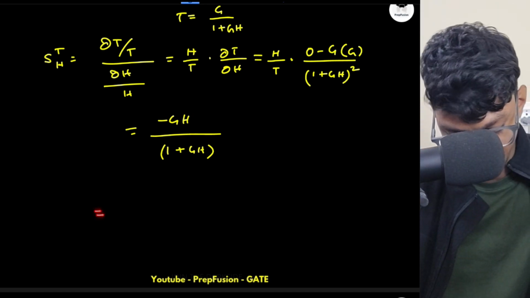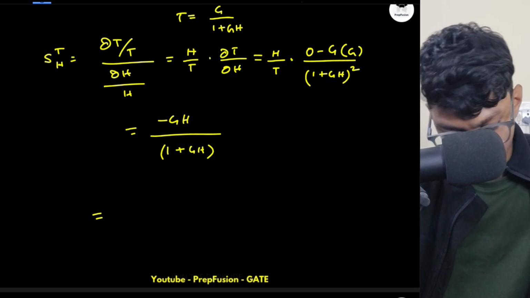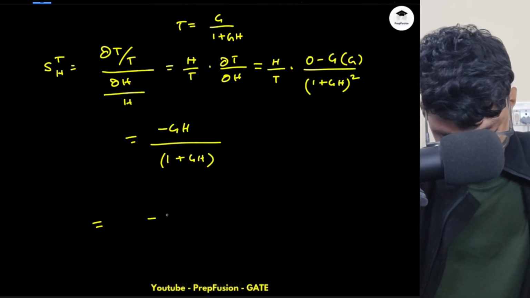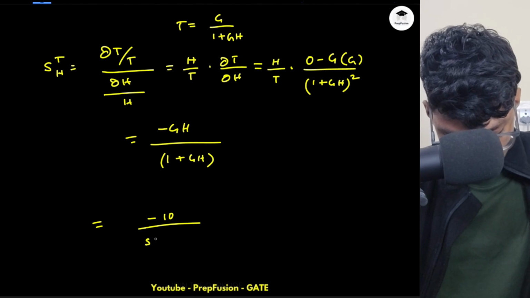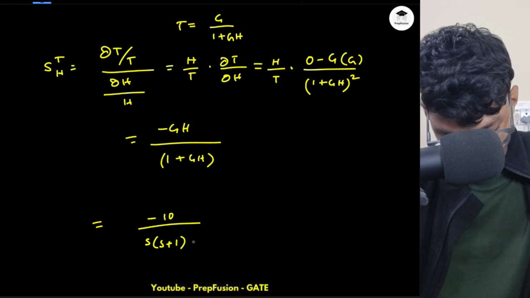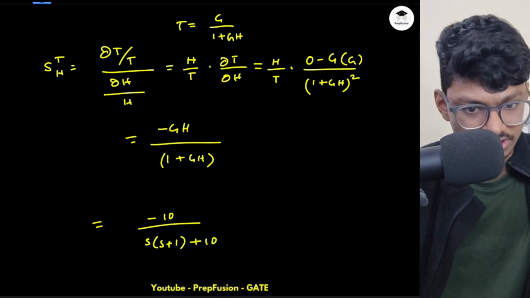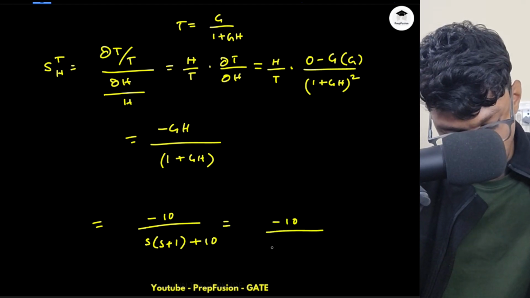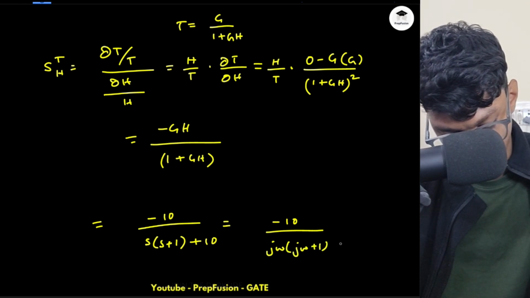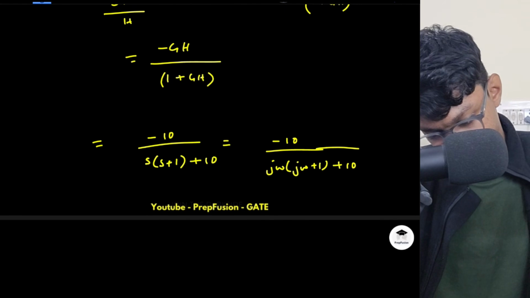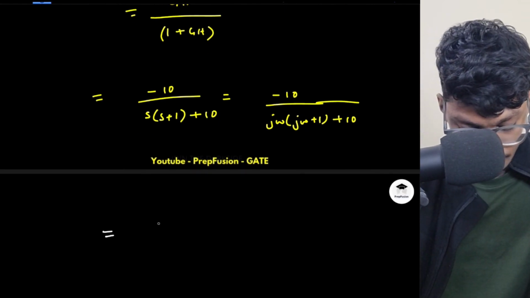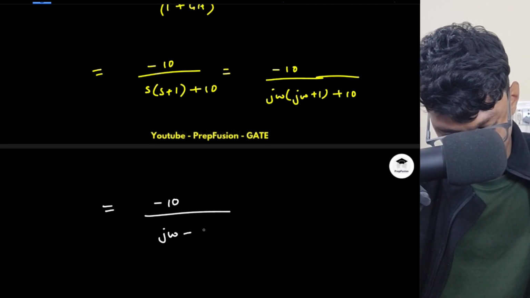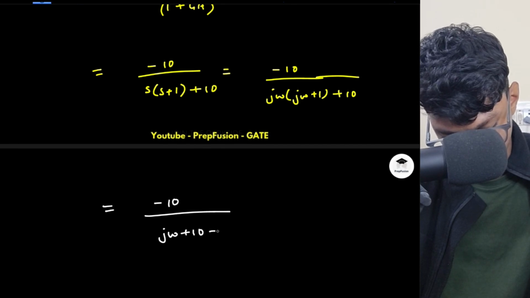Okay, so now we'll write this in terms of s. So it is simply equal to g into h, right? So g into h will come out to be minus 10 divided by s into s plus 1, plus 10. Okay, this will be your sensitivity. I will replace s with j omega. If I replace s with j omega, this will be minus 10, j omega plus 1 plus 10. So this will come out to be minus j omega minus omega square plus 10 minus omega square.